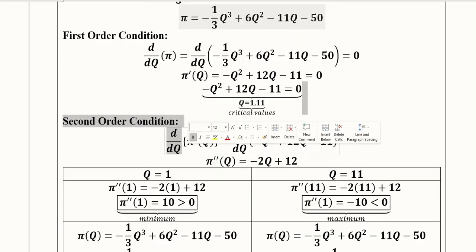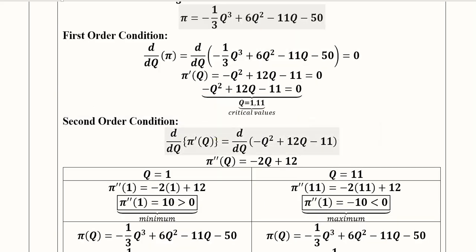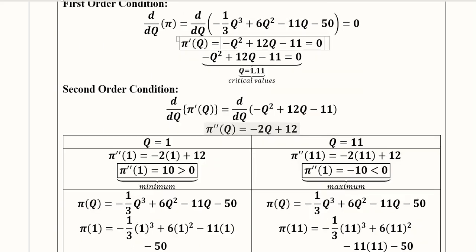Then the second order condition is found by taking the derivative of the first order derivative. We will get the second order derivative. This is the second order derivative. Now this is not numerical in nature; its positivity or negativity will guide us about the maximum or minimum. So in order to make this a numerical value, you need to put the value of Q.